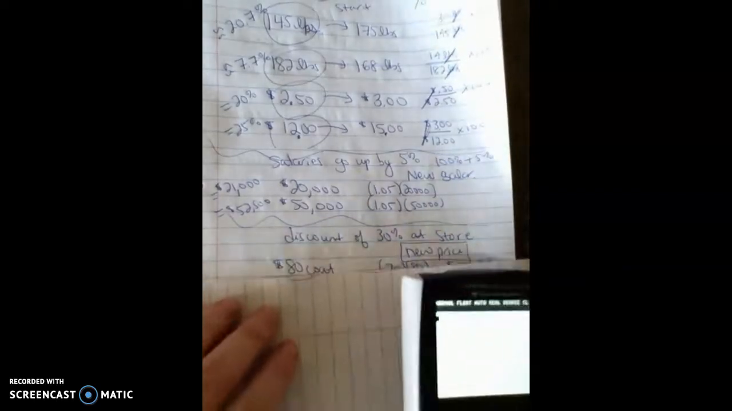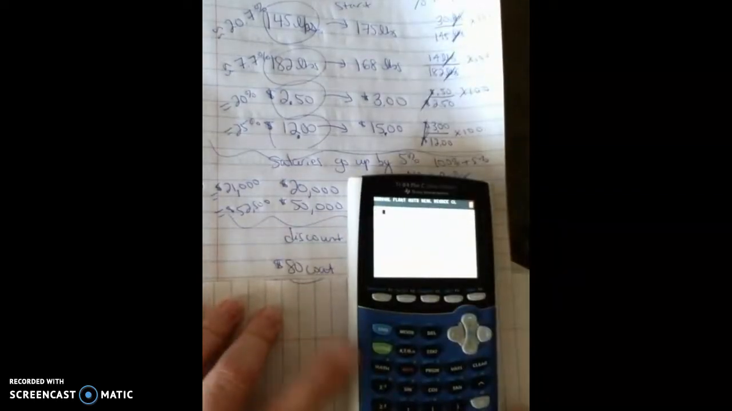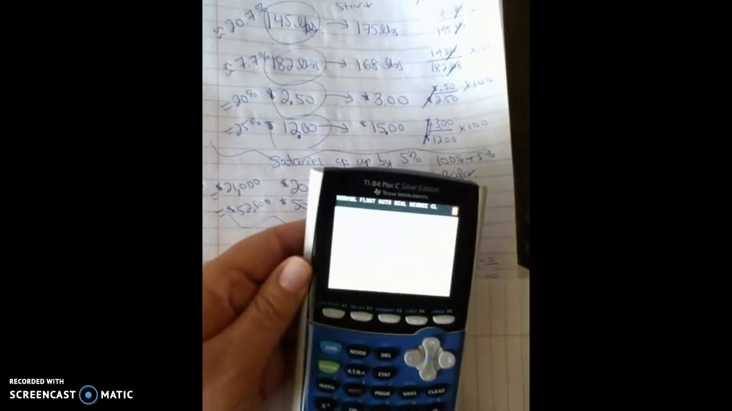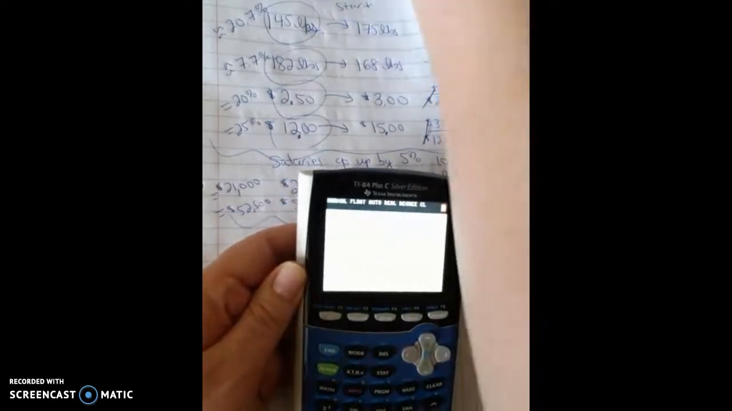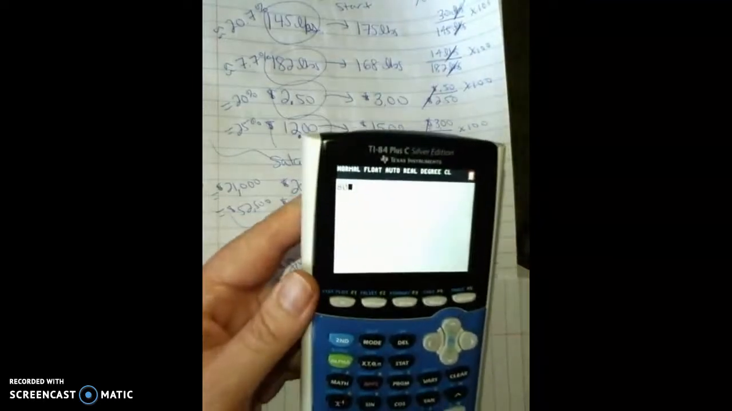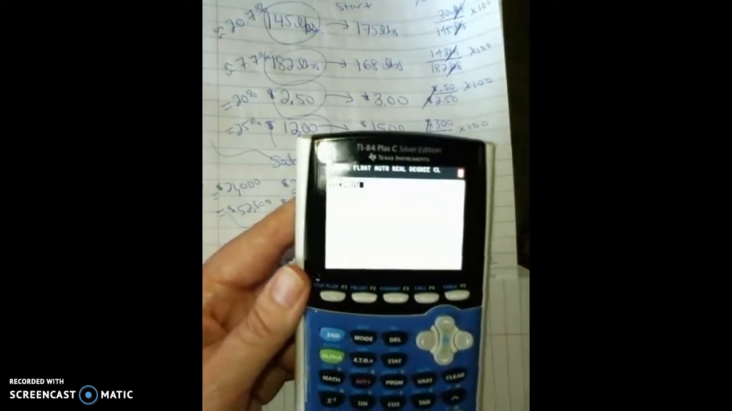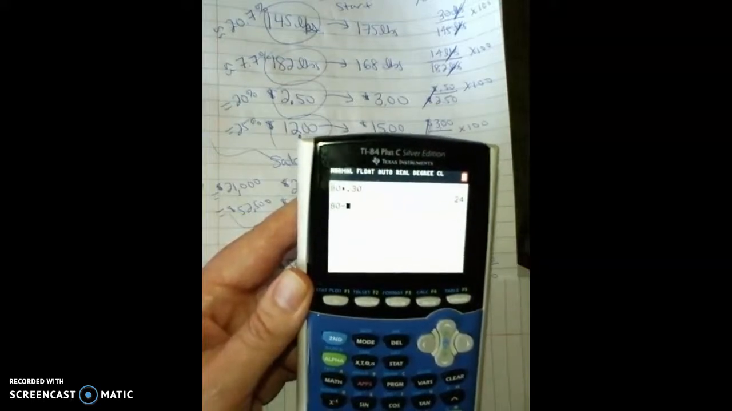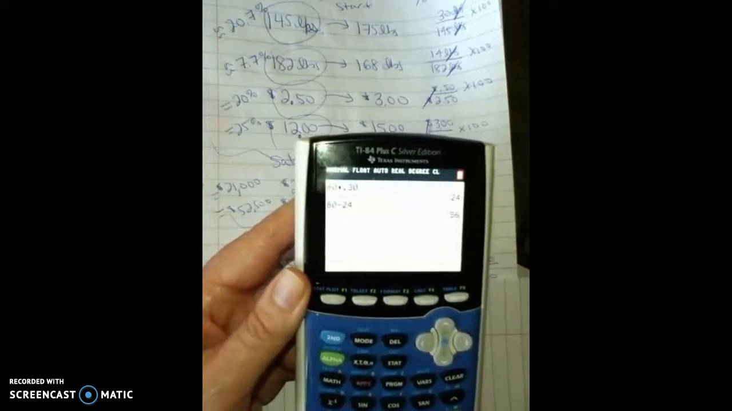All right, so for example, if I had an $80 coat, I could multiply it. I don't know if you can see that very well. Let's see if I turn the lamp on, if that helps a little bit. So if I have an $80 coat, I could multiply by 0.30, but that just gives me a $24 discount. I still have to subtract it from the price to get the new price, so $56.